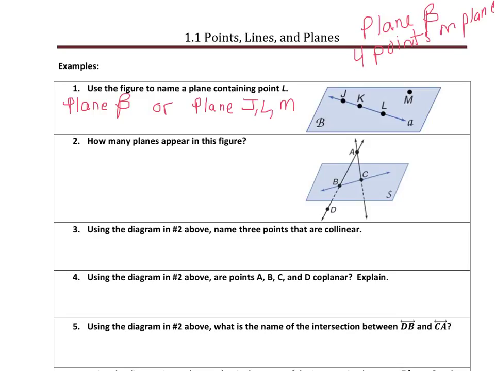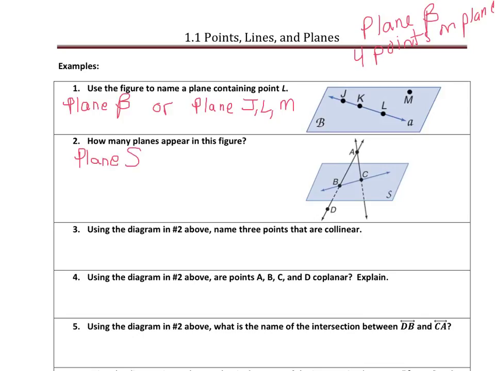Same thing with here, A, B, D. This will be another pencil, and right here is the part that you actually can't see, these dashed lines. So how many planes appear in this figure? There are 2 planes, and the plane that's easiest to see is the shaded one, plane cursive S.